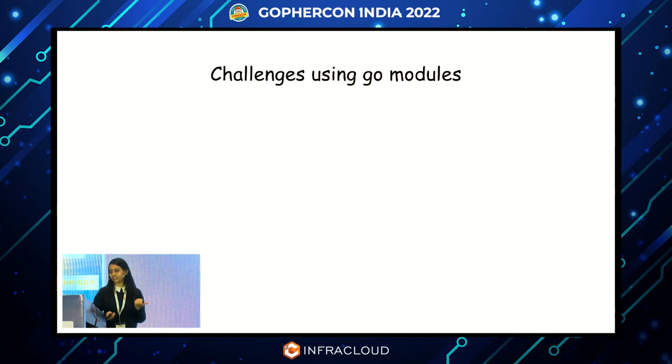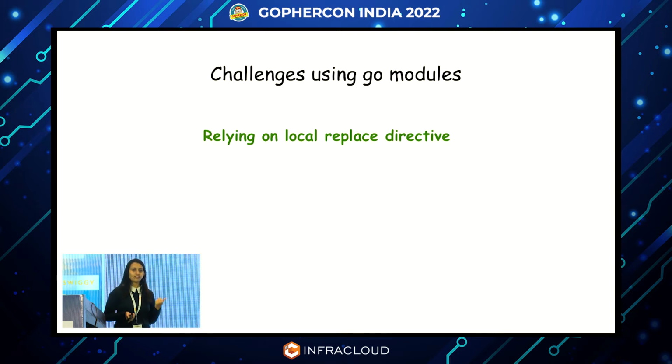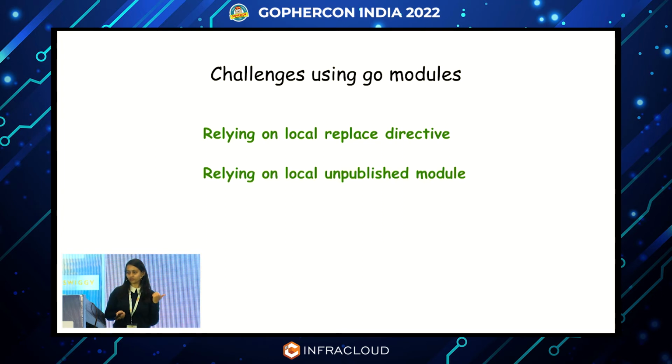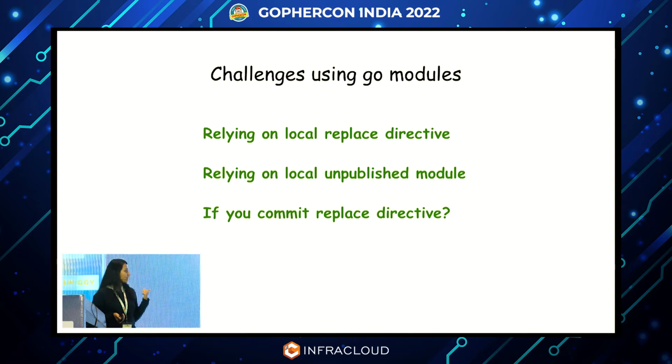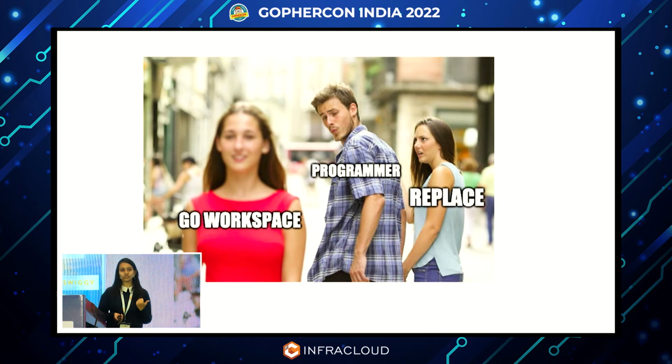Now, what are the challenges of using Go modules? First case, it was relying on the local replace directive, relying on unpublished module changes, and what if you commit the replace directive? If we commit the replace directive and your fellow team member does not have the same path as you have in your directory structure, the code is going to throw errors, and it's going to cause a lot of hassle, so we generally avoid committing the replace directive. So what's the solution?